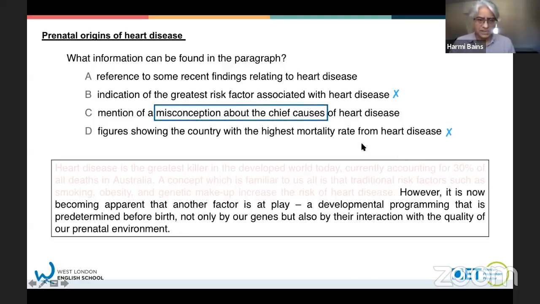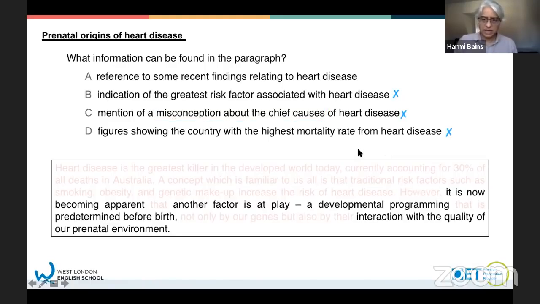If you look at option C, misconception about the chief causes. Again, vocabulary is important, because if you don't know the word misconception, it kind of means a misunderstanding. It's saying that we had a misunderstanding of what has caused heart disease. But that's not what the writer is saying, in fact. Okay, we know the answer is going to be answer option A.